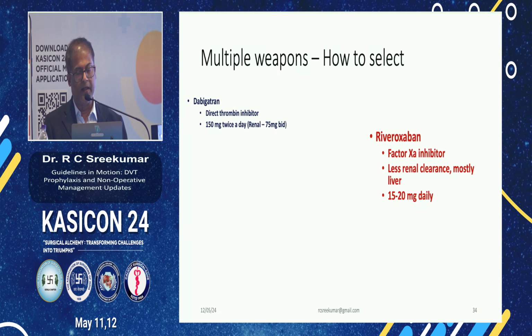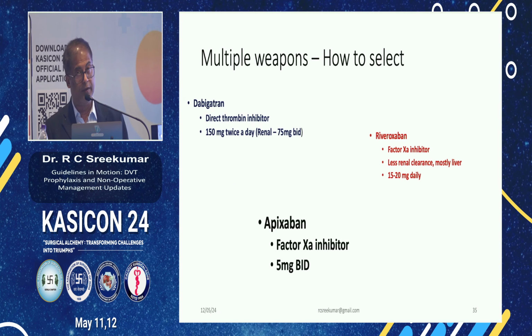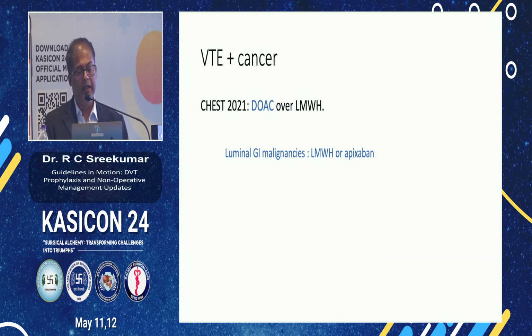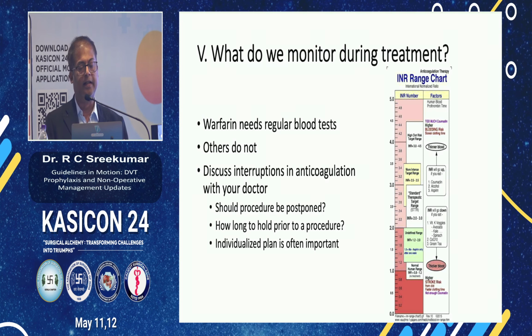You have dabigatran, you have rivaroxaban. Everybody has heard about these medicines. They are fixed dose. They can be used in various conditions. Among them, rivaroxaban may be the most trusted one, which can be used safely in most of your patients. If it's a cancer, because we get a lot of cancer patients, if it's involving a non-GIT part, the best is to go for rivaroxaban or apixaban. If GIT is involved, you can go for low-molecular heparin or apixaban. That is the consensus now.